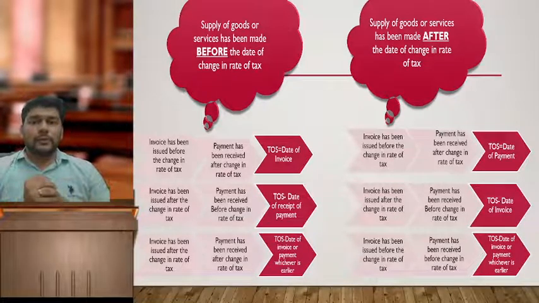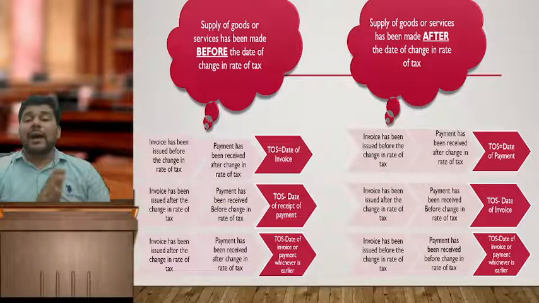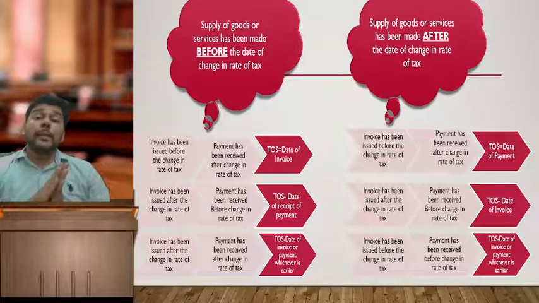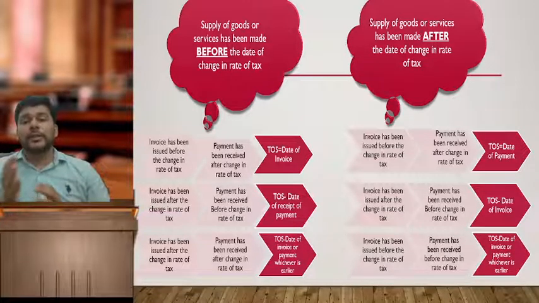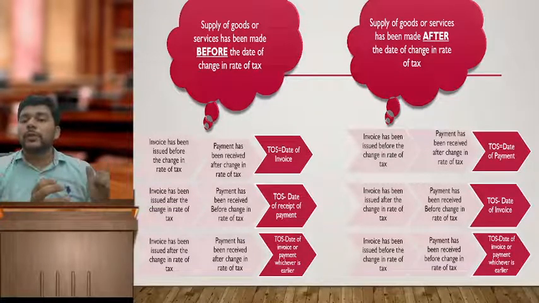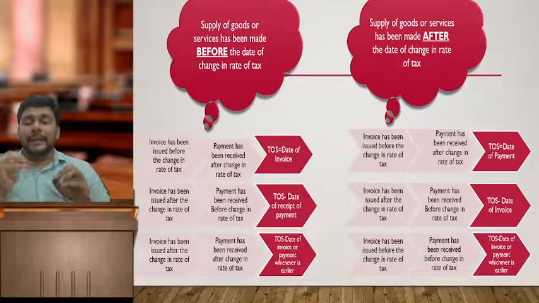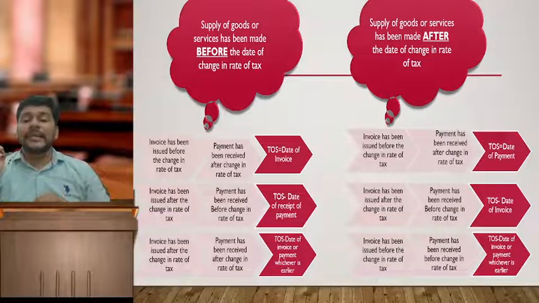The third scenario: if the invoice has been issued after the change in effective rate of tax, the payment has also been received after the change in effective rate of tax, only my supply took place before the change in effective rate of tax, then the time of supply provision in such case for the change in effective rate of tax is date of invoice or date of payment, whichever is earlier.